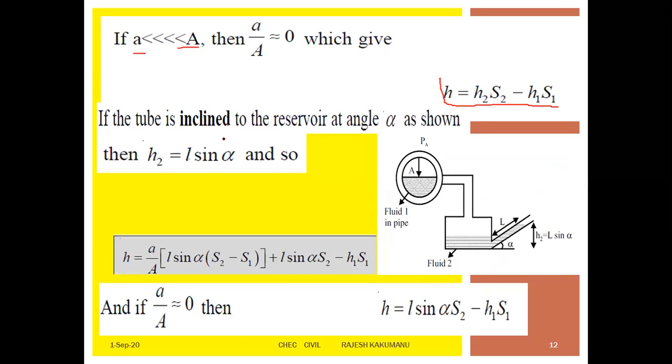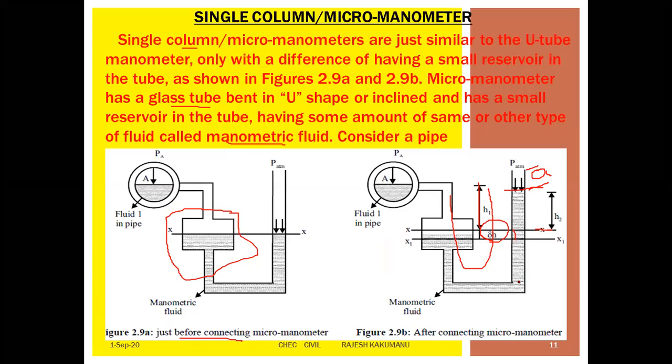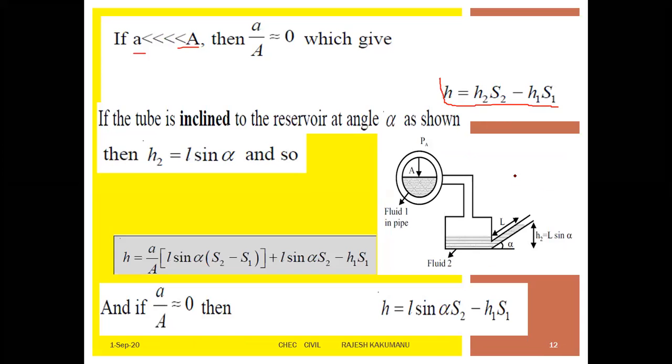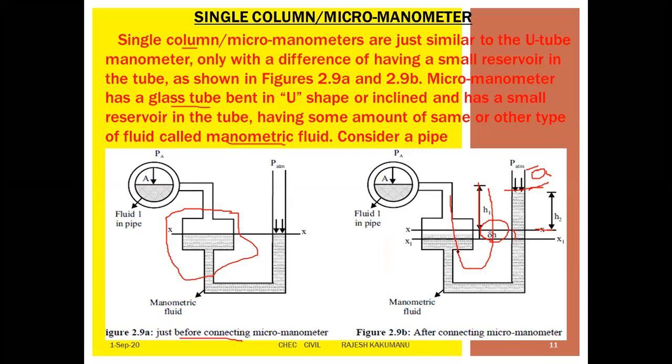If the tube is inclined, say the tube is like this: in the earlier figure the tube was straight, facing upwards, but here the tube is not in U shape, it is directly showing in this direction. Okay? Next.